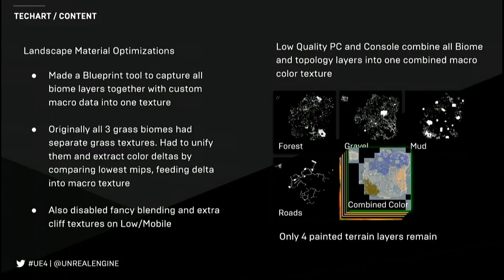So that's the result. We now have 4 painted layers and 1 combined color map for the terrain. And this also applies to low-quality PC, as well as mobile. So it's another example of where we try to do things that would benefit all the platforms where it applies, rather than just doing mobile-specific optimizations.